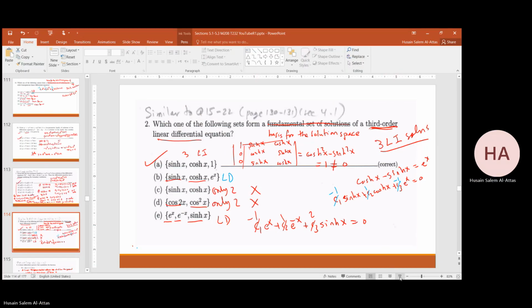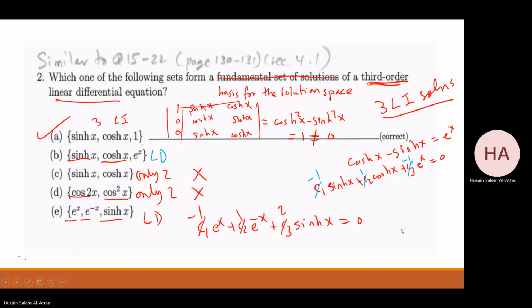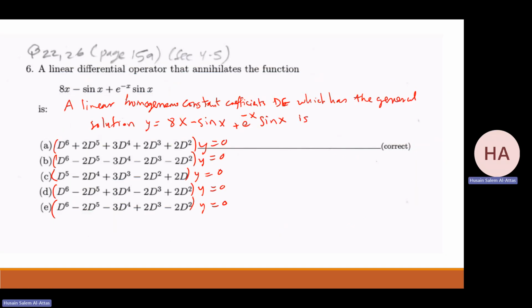Yeah. Let me do 2 more. A linear differential equation that annihilates... as I change this. Cancel. A linear differential equation which has, not the general solution, sorry, which has y as a solution. So this is the solution. If I have 8x as a solution, it means I have C1 plus C2x. I can reach 8x, where C1 is 0 and C2 is 8.